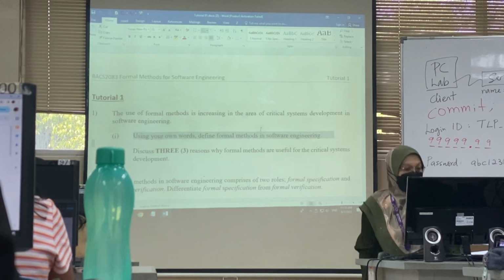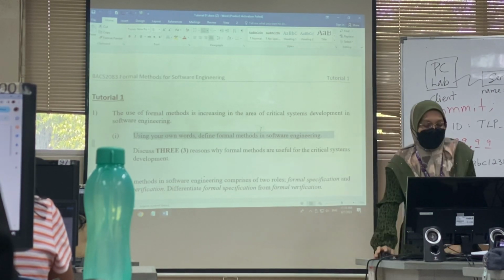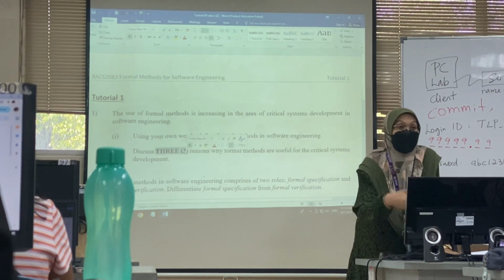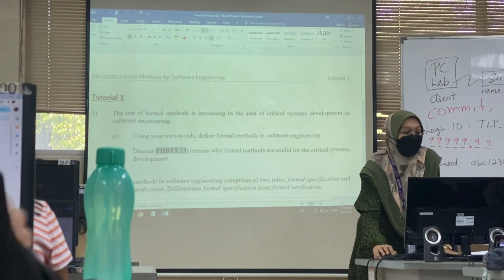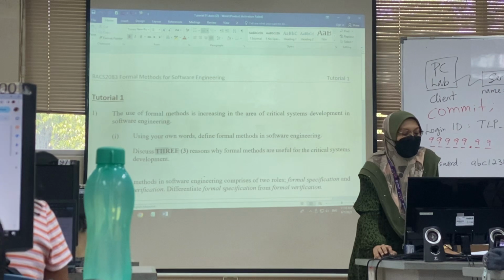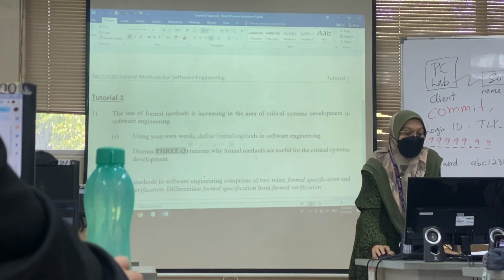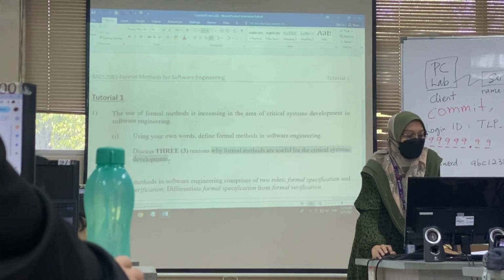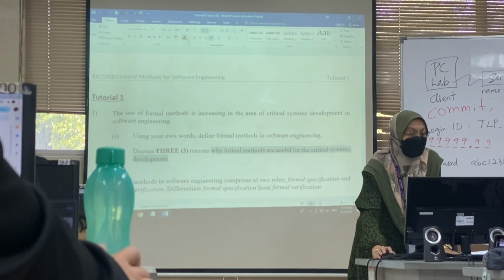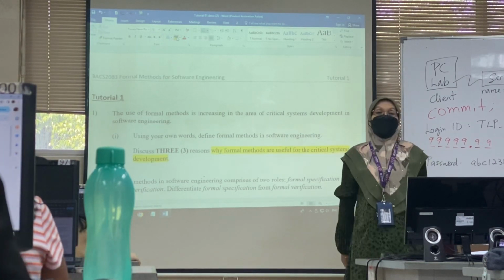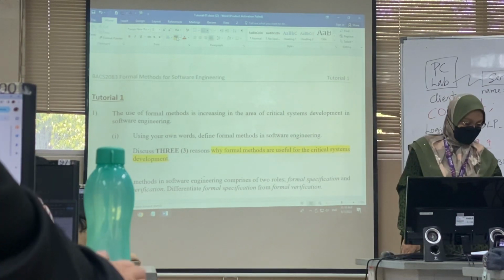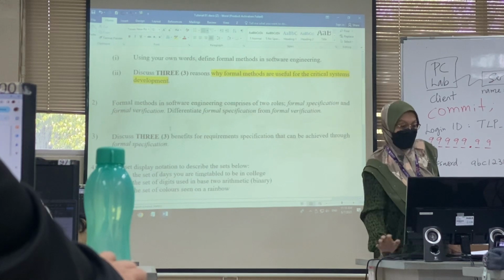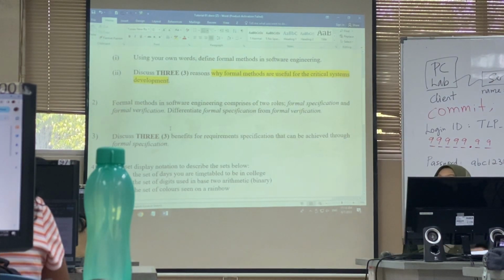Okay, so the next one here, three reasons. Because if you look at the past year questions, you have to write something like this, with the bracket 3. So why are formal methods useful for critical system development? What do you think? Any of you?